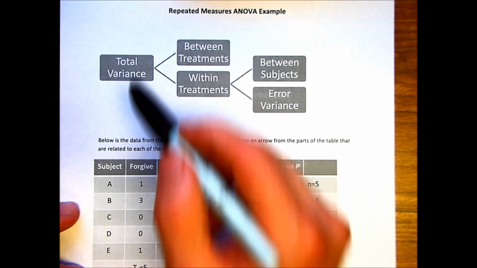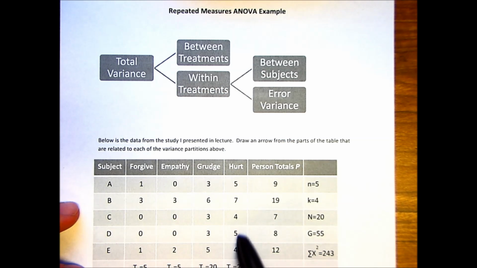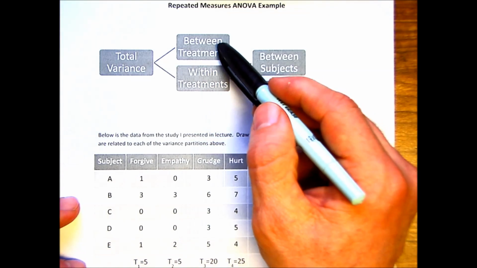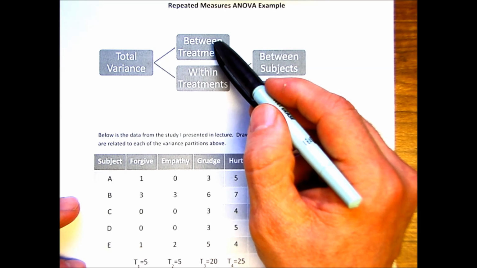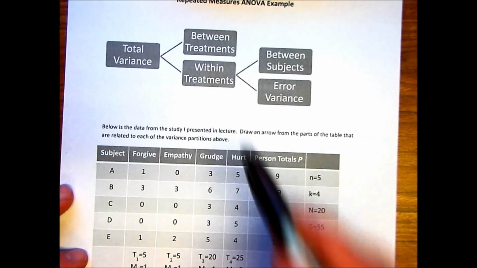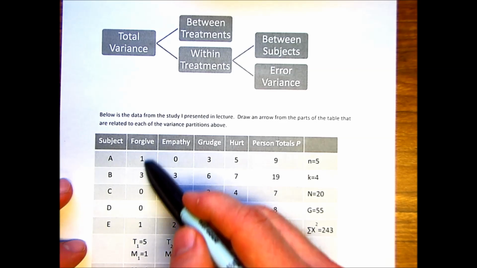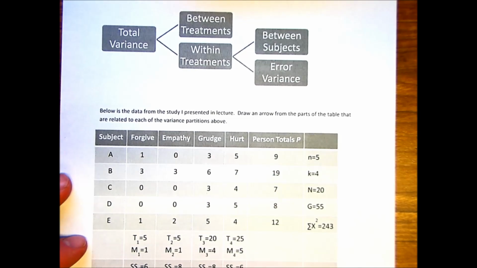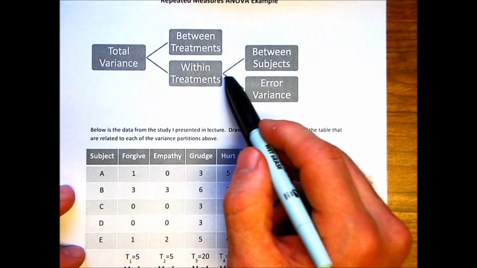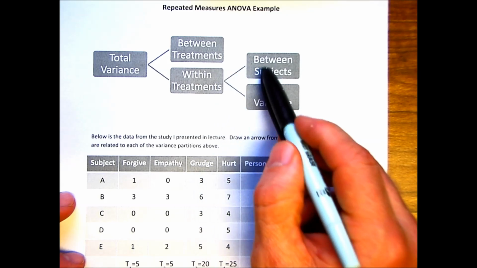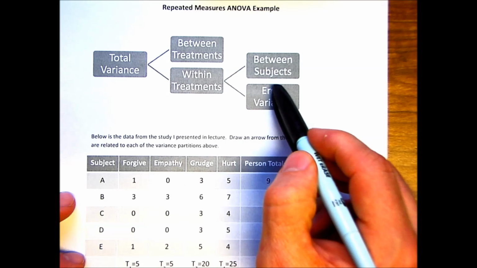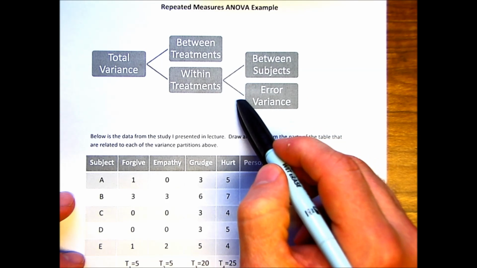We calculate our total variance, which was basically getting the variability among all these scores here, and then we break that down between treatments, the differences that exist between the means here, and within treatments, the differences within each of these groups, which we would get by the sum of squares for each of these. What's different with repeated measures is we break it out now to look at individual differences as well. We're able to tease that out, and what's left over is what we call our error variance.